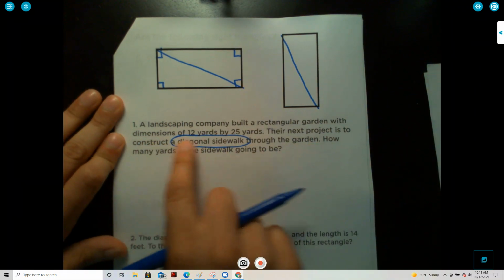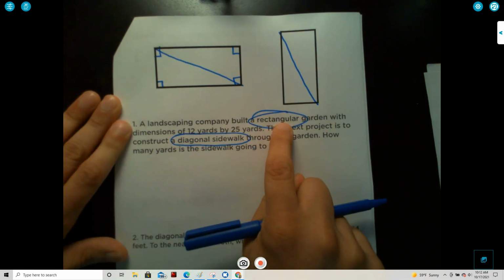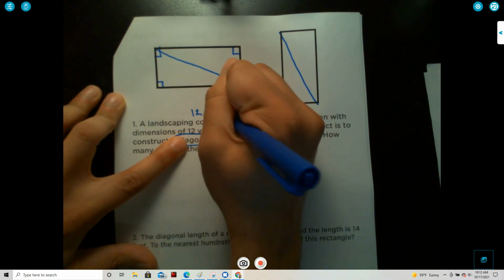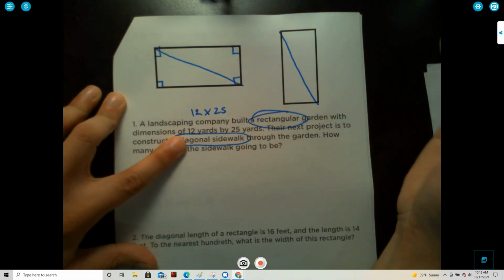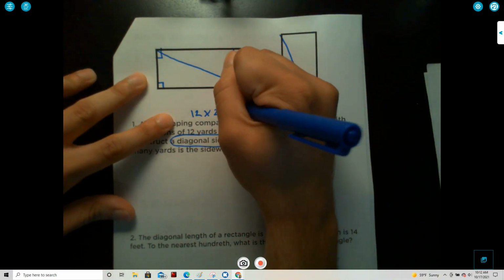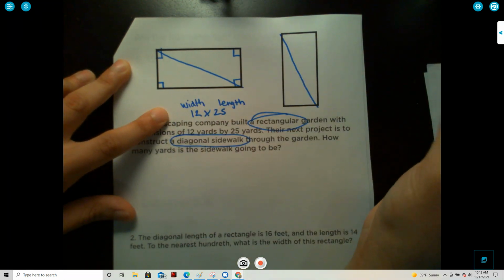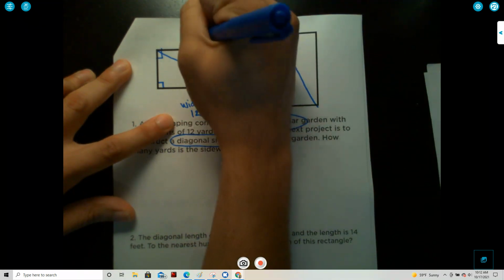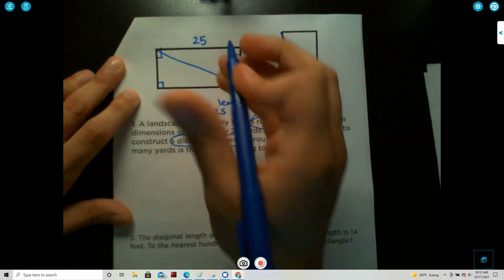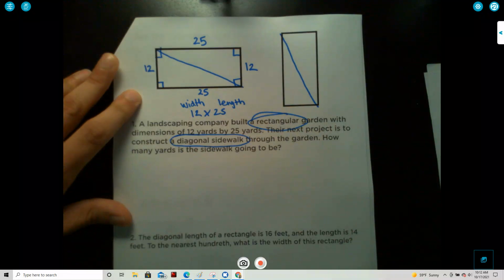All right, notice that they tell us it has dimensions of 12 by 25. So this is the rectangle. Make sure you're paying attention to what it's telling you. So the rectangle has dimensions of 12 by 25. Remember, we have length and width when it comes to a rectangle. Your length is always going to be the longest part, and then the width is going to be the shortest part. And those are the two sides. So that means this side's 25 and this side is 12. If this side is 25, that means this side also has to be 25. And if this side is 12, that means this side also has to be 12.